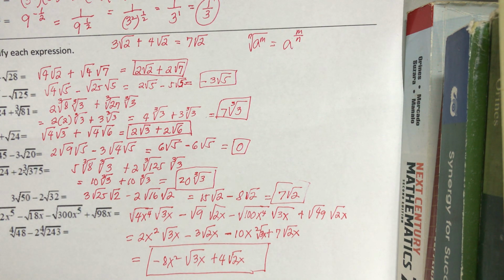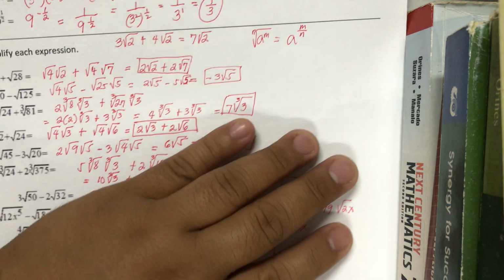Negative 3 square root of 2x plus 7 square root of 2x would be 4 square root of 2x, since negative 3 plus 7 is 4. Therefore, the final answer is negative 8x squared square root of 3x plus 4 square root of 2x. Okay, last.